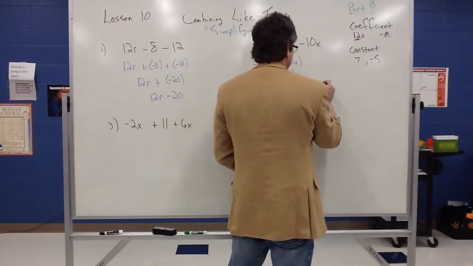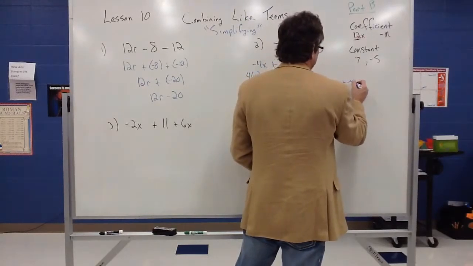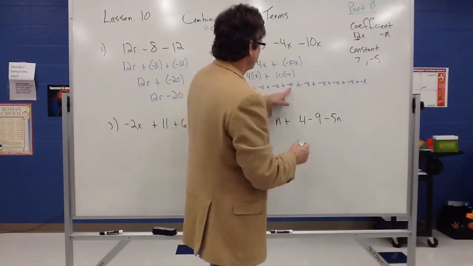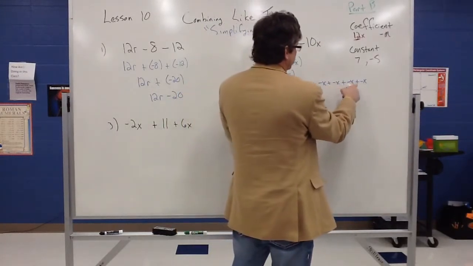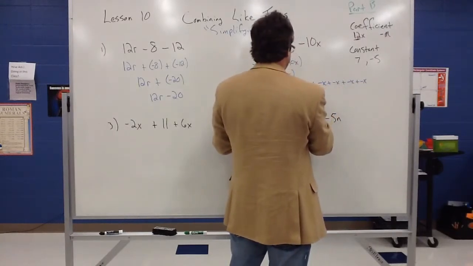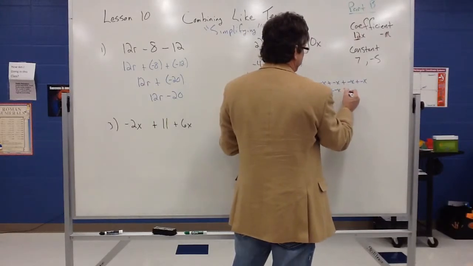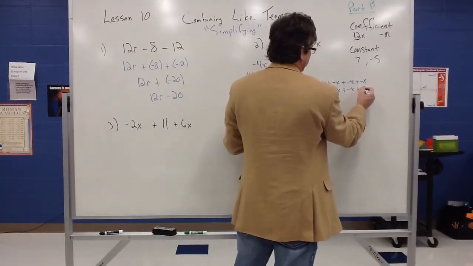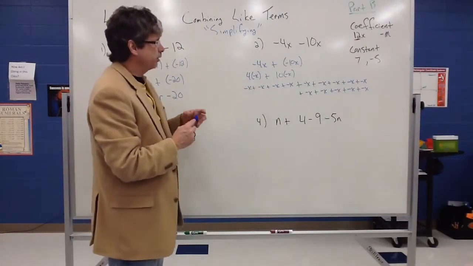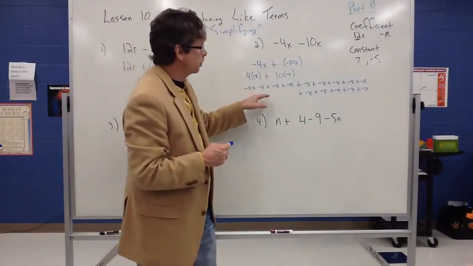-x plus -x plus -x plus -x, then 1, 2, 3, 4, 5, and so on, plus another -x, plus another -x, plus another -x. So that's what this actually means. We recognize this is really just repeated addition.